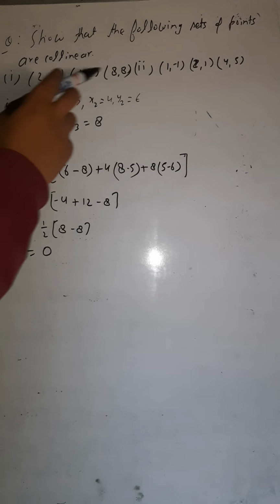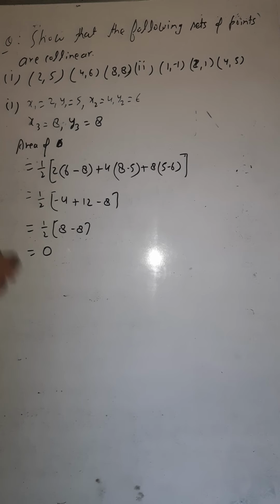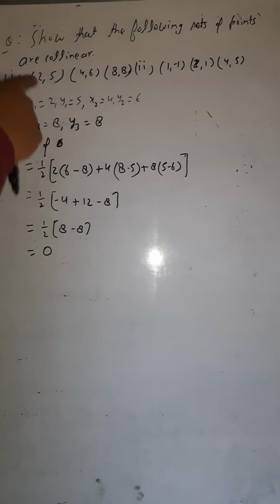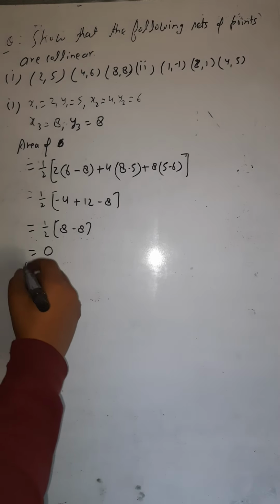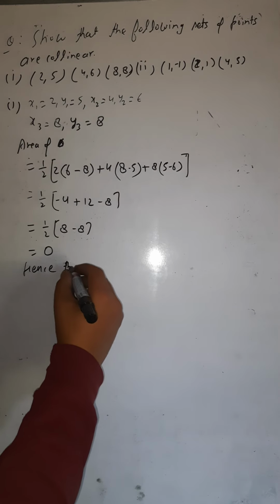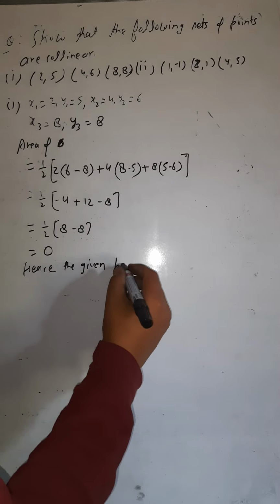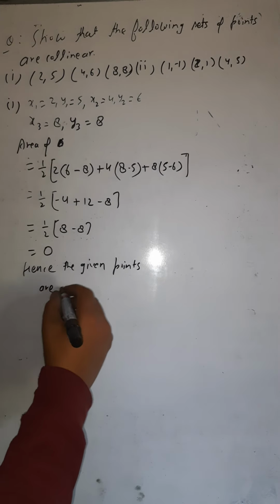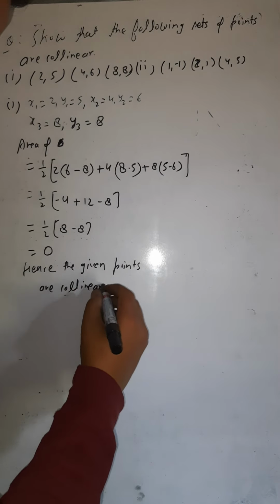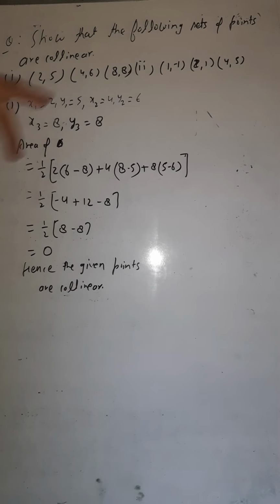It means these points are collinear points. Why? Because the area is 0, because these points are not forming a triangle. Had they been forming a triangle, the area would not be 0. But right now the area is coming 0. It means these points are not forming a triangle, so they are collinear. Hence the given points are collinear.